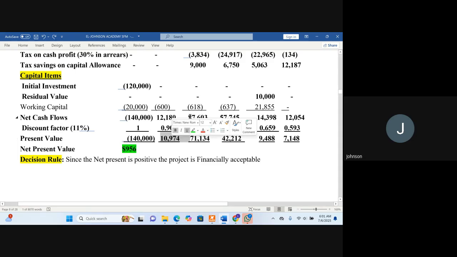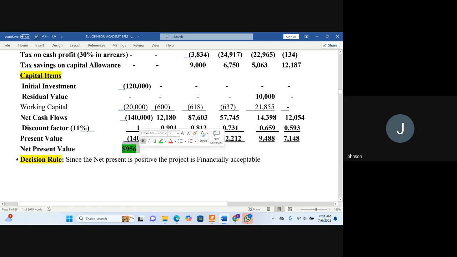You also say this times that, the net cash flows times the discount factor, and you also get this amount. So that is the end. At the end of the day, you add everything together and you get your net present value. So this net present value is giving us $956, or naira.